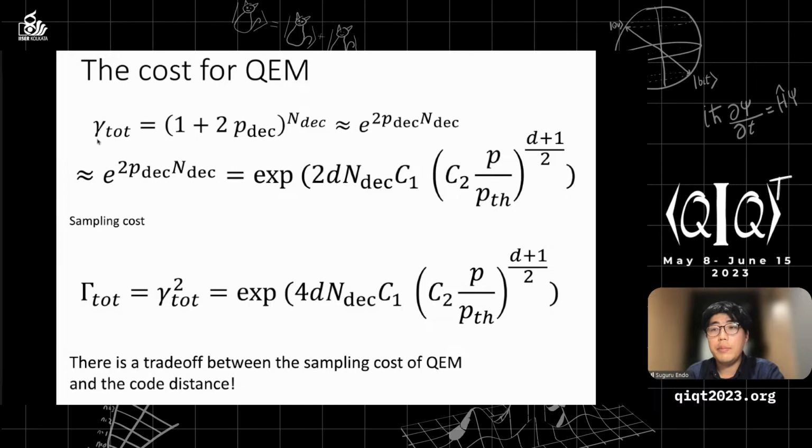On the other hand, if we increase the cost of the error mitigation, the sampling budget, we can also decrease the code distance. So there is a trade-off like this, where the number of logical gates enters as well. The sampling cost becomes the square of this gamma factor. Anyway, there is a trade-off between the code distance and this error mitigation sampling cost. This is a very important message from our work.